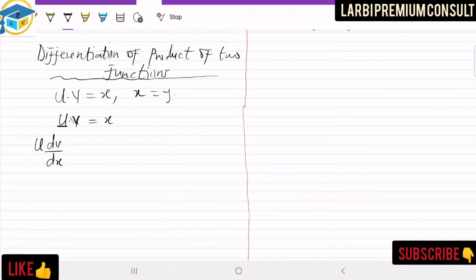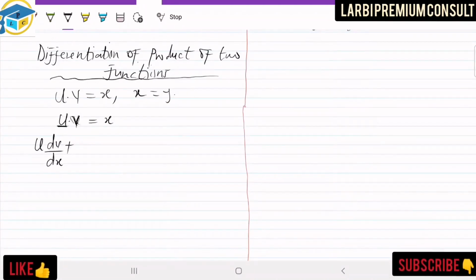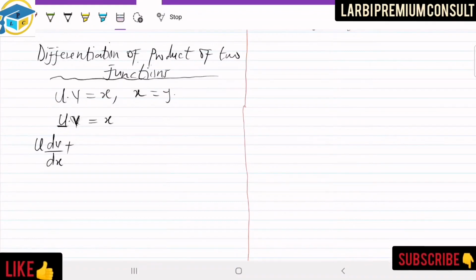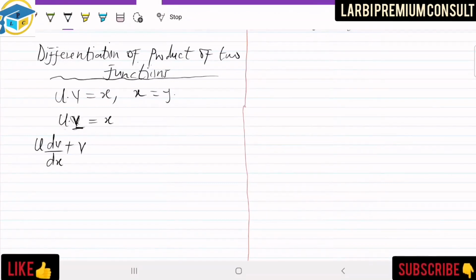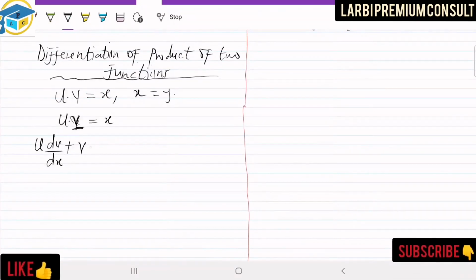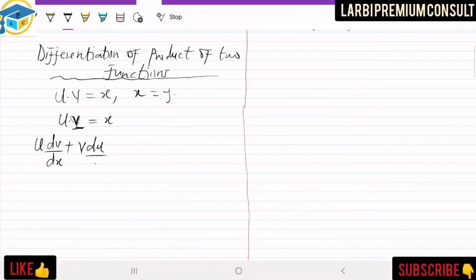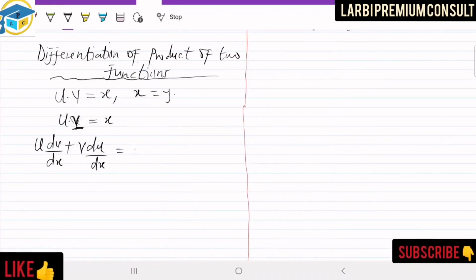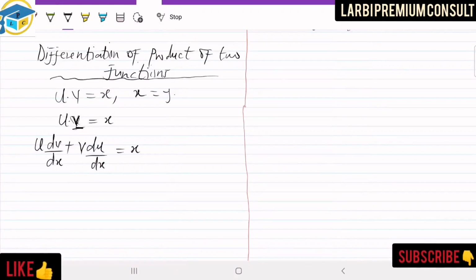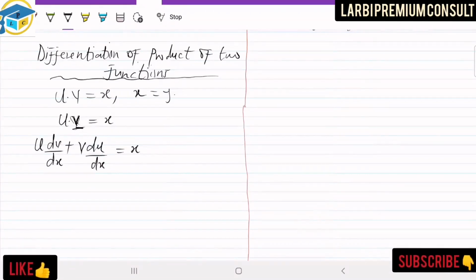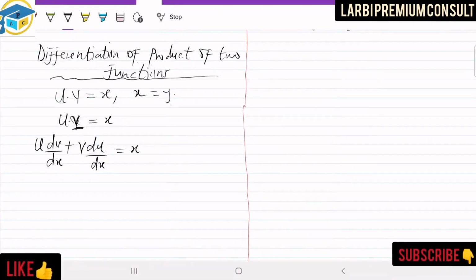So first of all, I hold the u, now differentiate the v, plus. Then after that, I'll hold the v and I'll differentiate the u with respect to x. So it's going to be v du over dx, and that's going to give me my function of x after differentiation. I believe that is clear. But we also know that x is also a function of y.